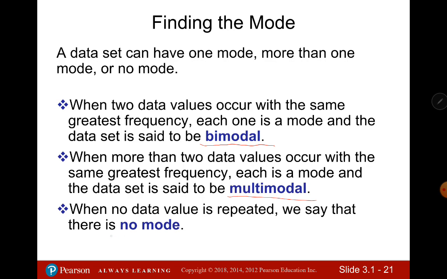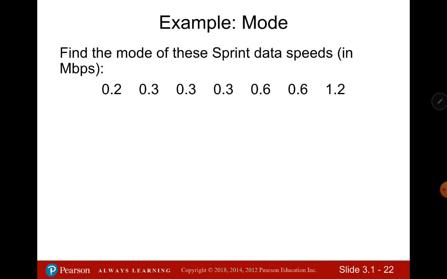So this is not hard to understand, right? If we have 2, we call it bi. If we have more than 2, we have multi. So here, if there is no mode, then every value is not repeated. So there is no mode. We can check some examples to help us understand. Try to find the mode.